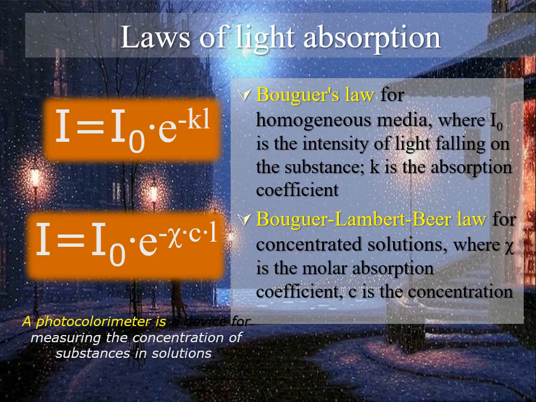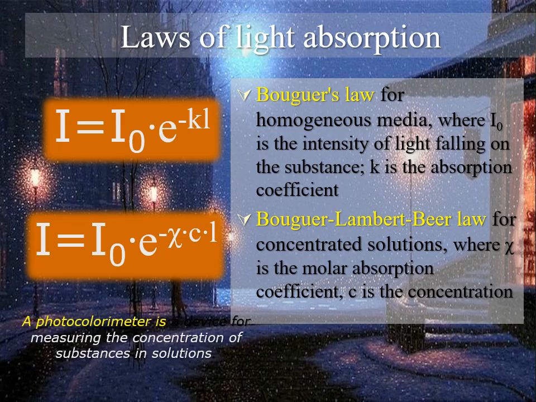The absorption coefficient K is set with a minus sign. L is the thickness of the absorbing layer. The absorption coefficient characterizes the liquid that fills the vessel. In other words, the greater the thickness of the absorbing layer, the greater the absorption coefficient, the weaker the light flux at the output.